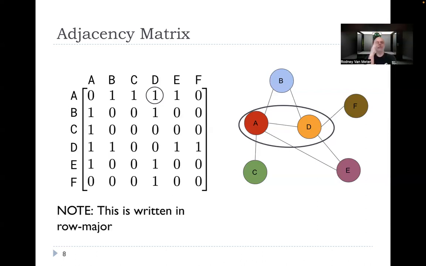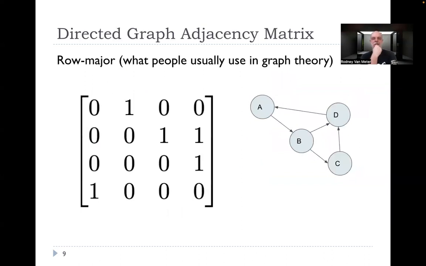As described this way, this is what we call row major form. For undirected graphs, it's not a big deal because it's symmetric. If you transpose this, you flip it about the diagonal axis, it's the same. But in directed graphs, that's not necessarily the case.